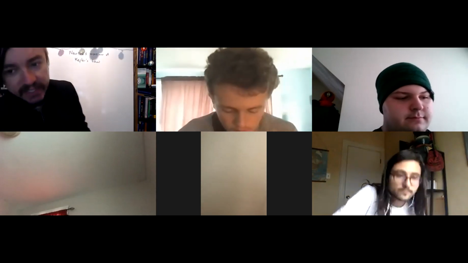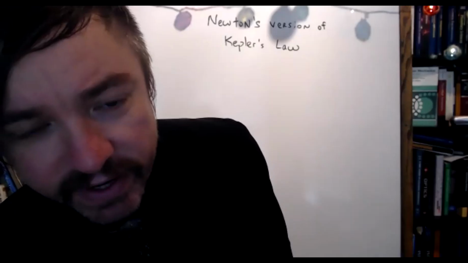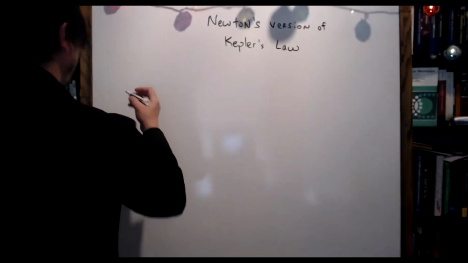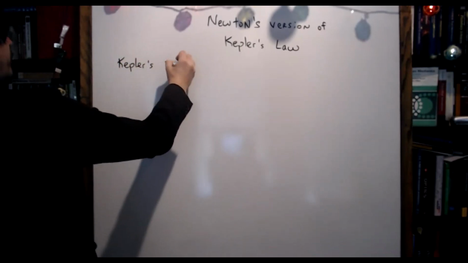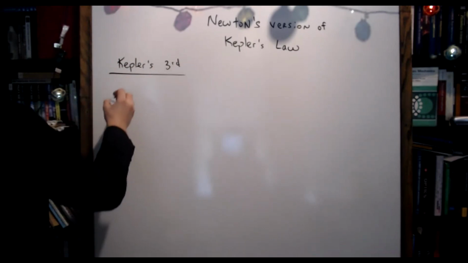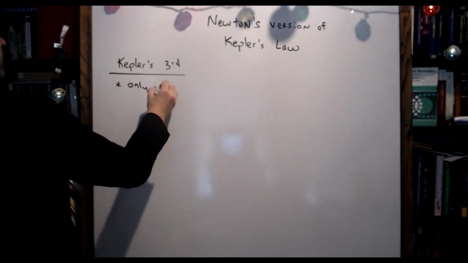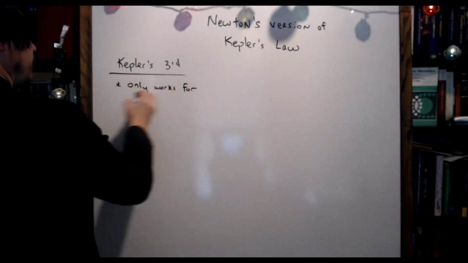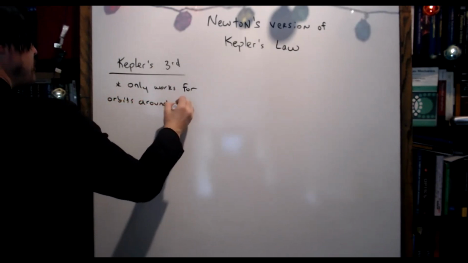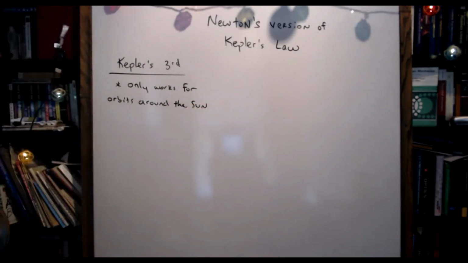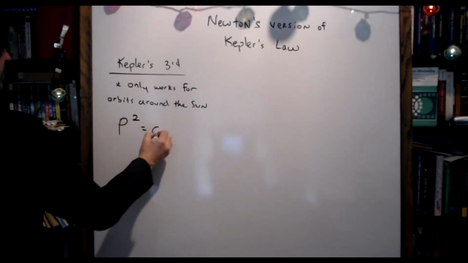Okay, maybe we better take this back a step. Matt, that does help. So that's very helpful. So in Kepler's version, it does not include the effects of gravity. And for that reason, it only works for planets which orbit the sun. Right? And that's p squared is equal to a cubed.